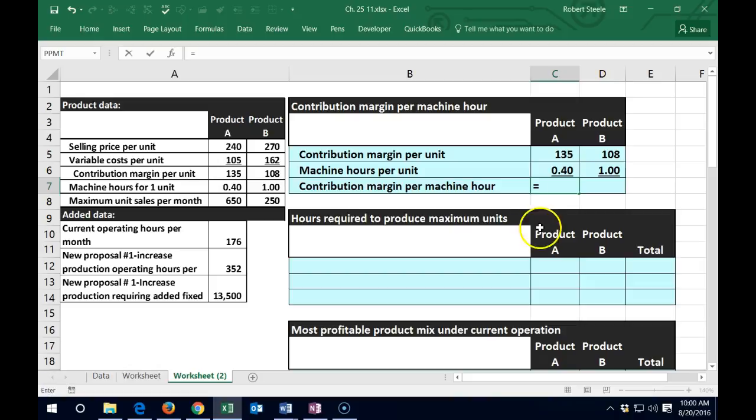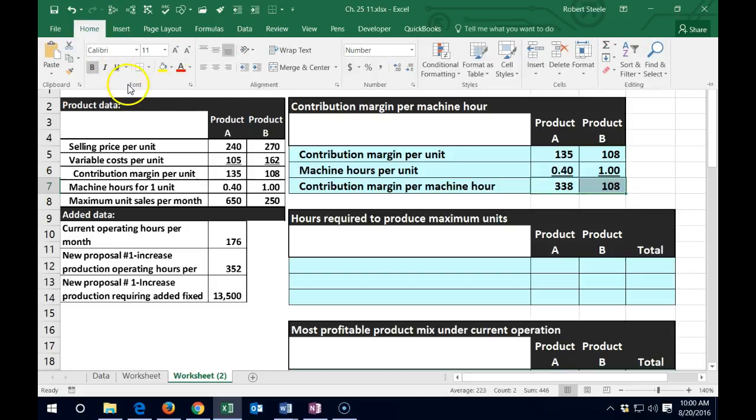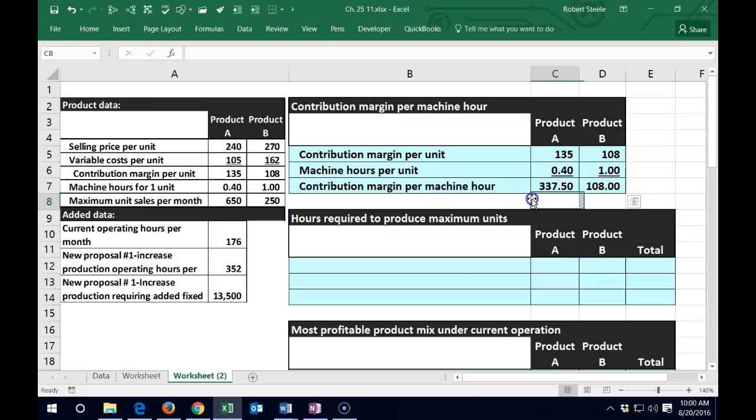So we're going to divide this out. I'm going to take the 135 divided by the 0.4 machine hours per unit. And we'll do the same thing here: this equals the 108 divided by the 1, which is going to be the 108. I'm going to add some decimals, so I'm going to highlight these two, go to the Home tab, and in the number group add some decimals. And so we can see that product A still has a higher contribution margin per machine hour by far now.